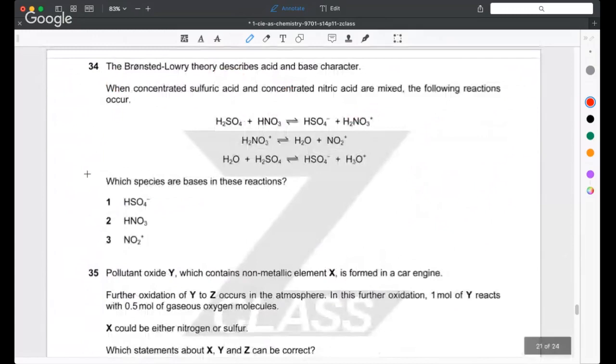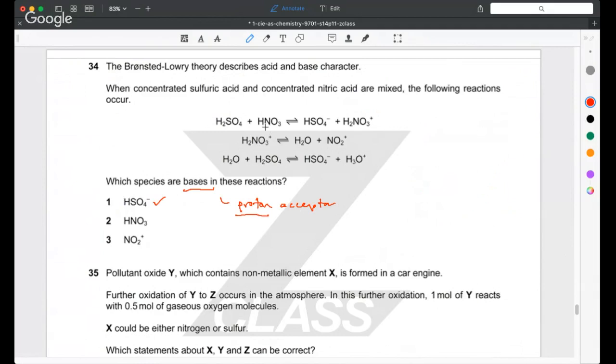Okay, Bronsted and Lowry bases here. Talking about a Bronsted and Lowry base, and a Bronsted and Lowry base, if you remember, is a proton acceptor. So we've got to look through these here and work out which ones are proton acceptors. You can see here for this one, HSO4 is actually accepting a proton from water, so that is a proton acceptor.